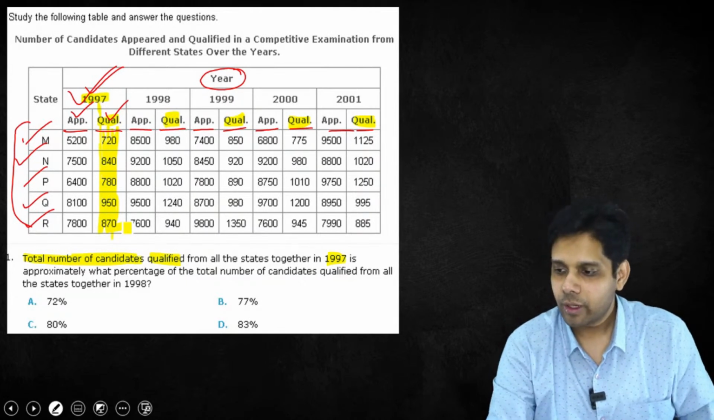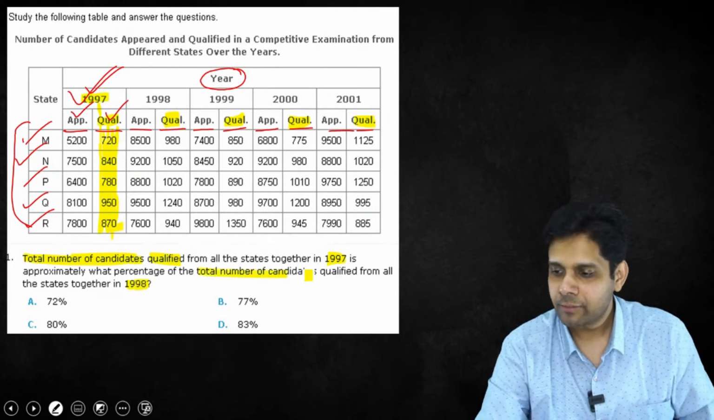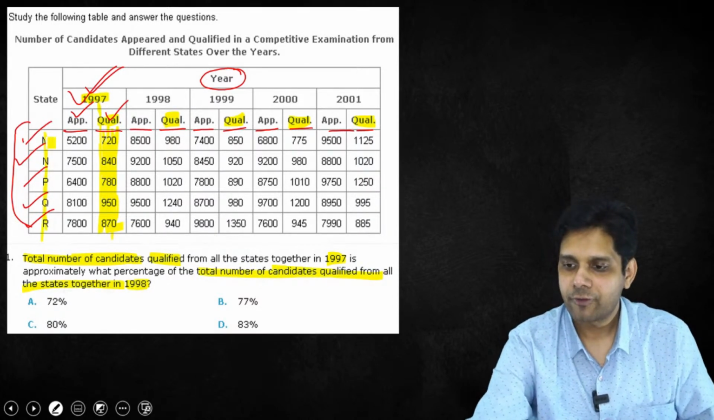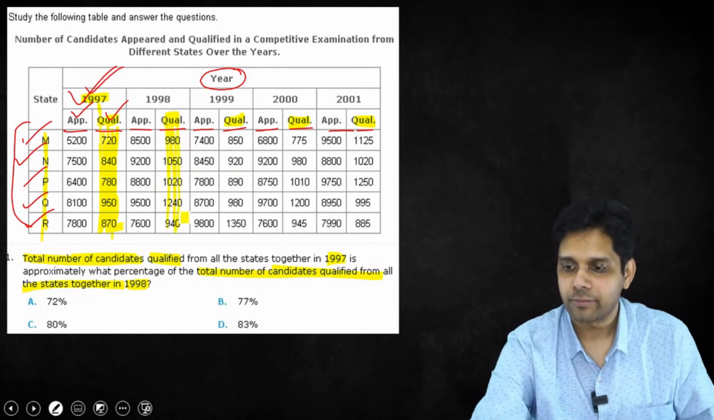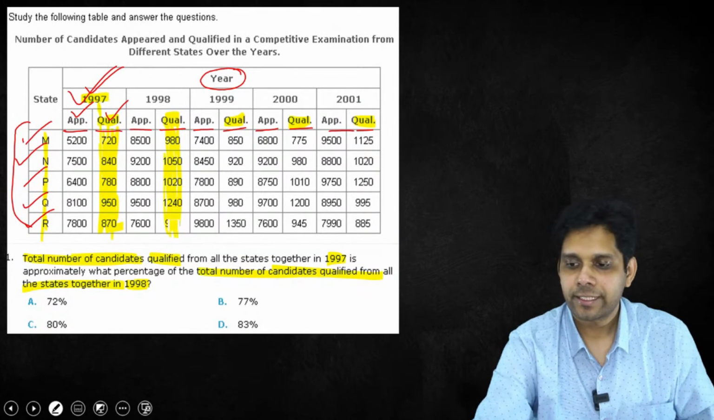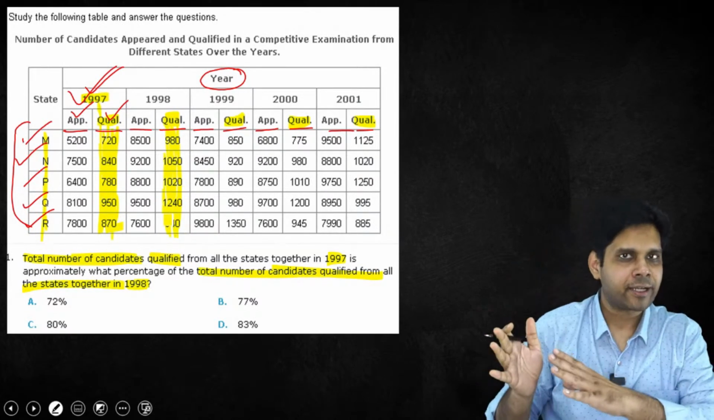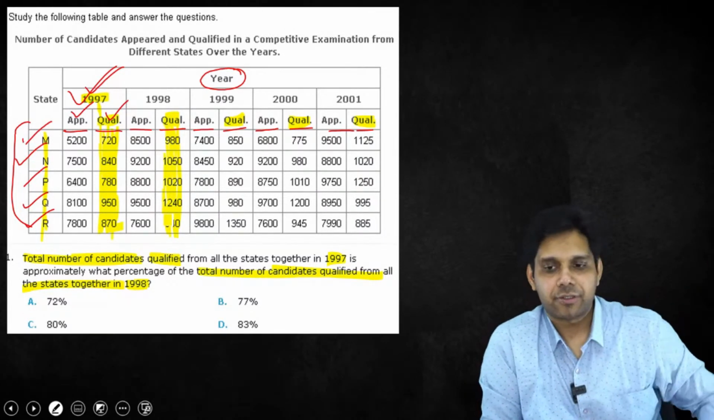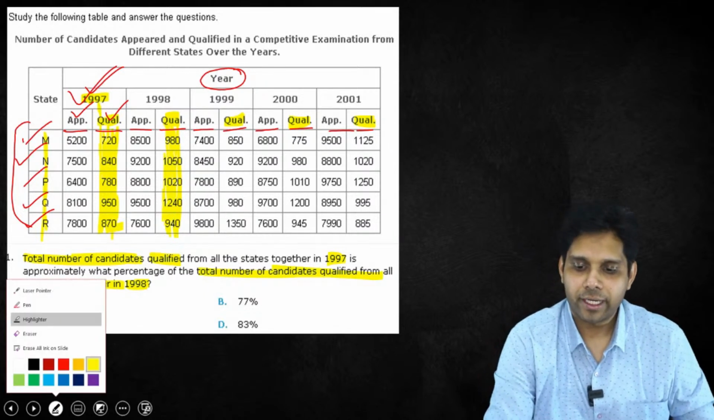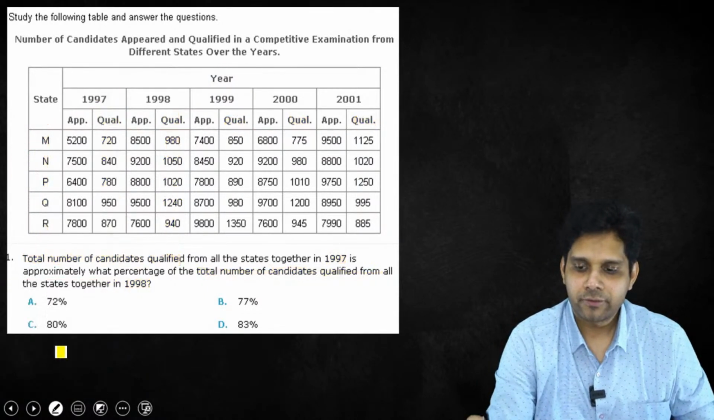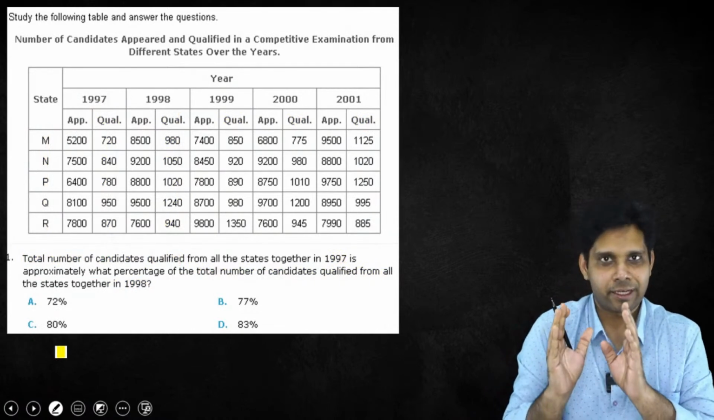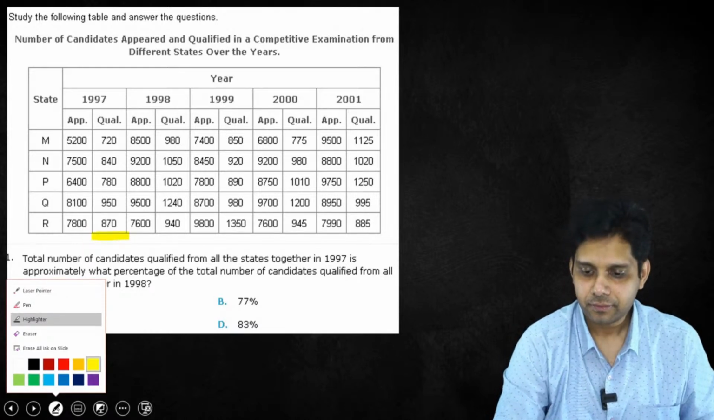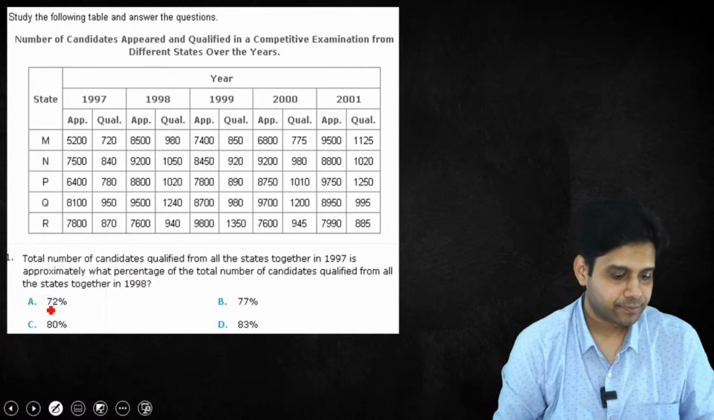Now we have to compare with 1998, total number of candidates qualified from all states together. So we have to look at all the states of 1998, these two columns. Are you able to visualize now? 1998 qualified, 1997 qualified. It is asking what is the percentage, so percentage of 1997 compared to 1998. Now we'll erase all the ink so that we are in actual exam conditions. Basically we have to add this. Is it clear, everybody? You have to add it.